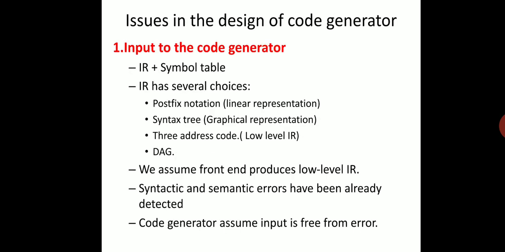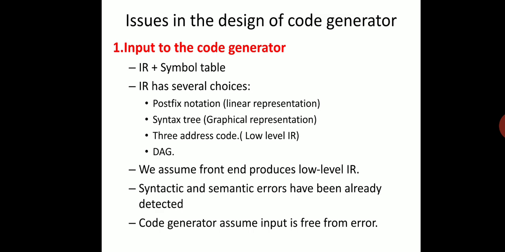So the first issue in the design of the code generator is the input to the code generator. Okay, what kind of input does the code generator receive? Just now we have discussed that the output of the front end is given as input to the code generator. And what is the output of the front end? That is nothing but the intermediate representation along with the symbol table.